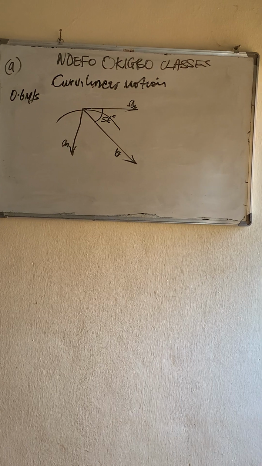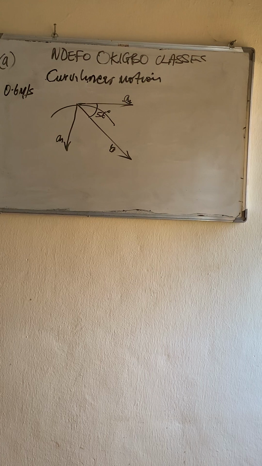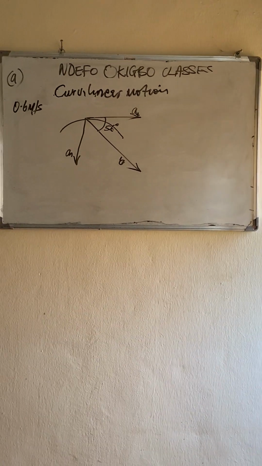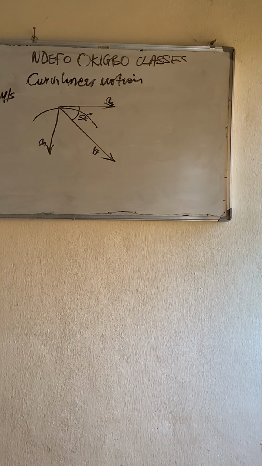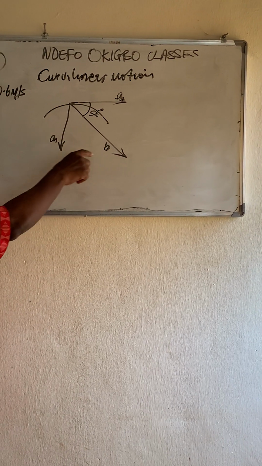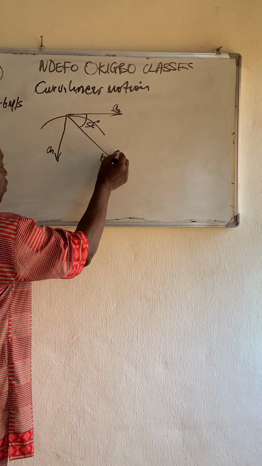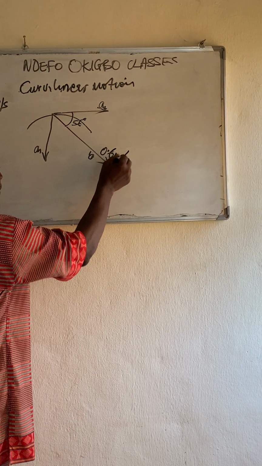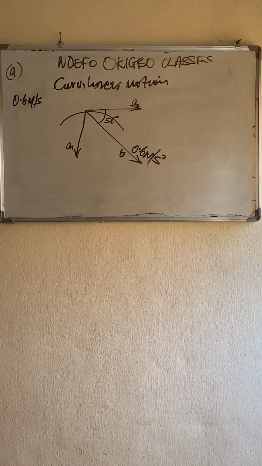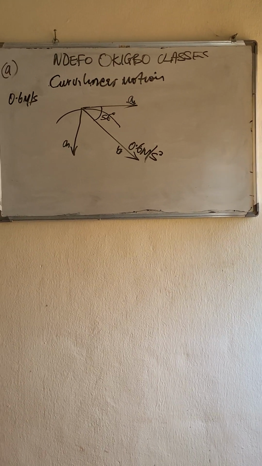The question says it makes an angle of that in the direction of the absolute speed. You see the diagram. It says calculate the normal and the tangential acceleration. It is simple. This is the total acceleration, which we are told to be 0.6 meters per second squared.